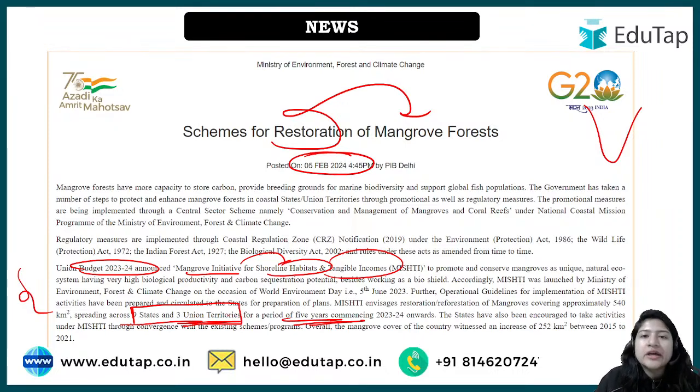If at any time in any source you are reading some other number, and that is PIB only, please check if it is before 5th of February 2024 or after that. If it is after that, go for the data, but if it is before that, please just take care of this particular information only, ठीक है. अब this was all about the scheme.